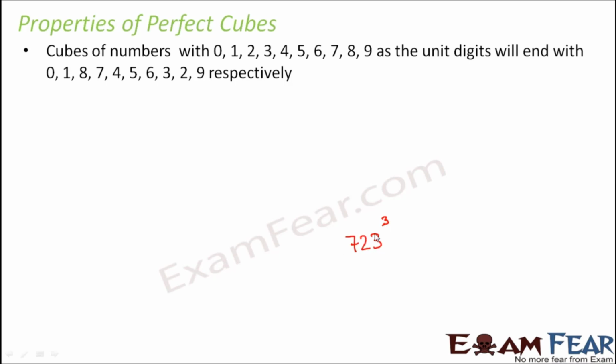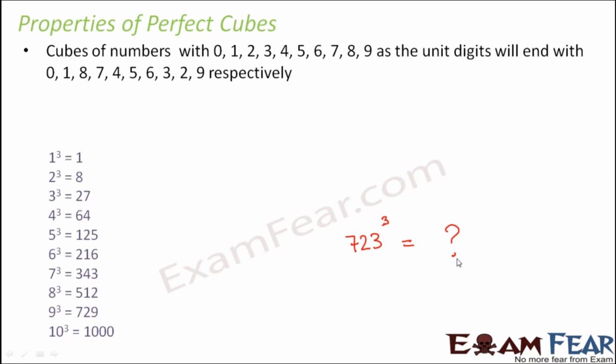723 to the power 3. If I ask you that, can you tell me the result would end in what digit? That is, what would be the unit digit of its cube? Now, it's very difficult for you to tell because you just can't orally do the multiplication of 723 into 723 into 723. That's difficult. So for that, you can apply this logic.